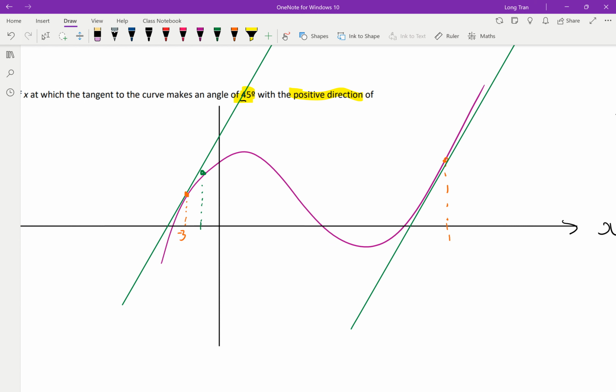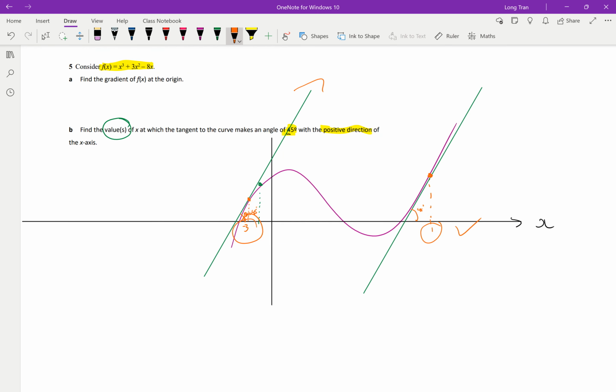So you can see visually, I can have two x values where the gradient will make a 45-degree angle with the positive direction of the x-axis. So that's why you wouldn't discount -3. 1 is a possible answer, but you can have two parallel lines that have the same gradient and therefore the same angle with the positive direction of the x-axis. So you found two values, and that's why we keep the -3.